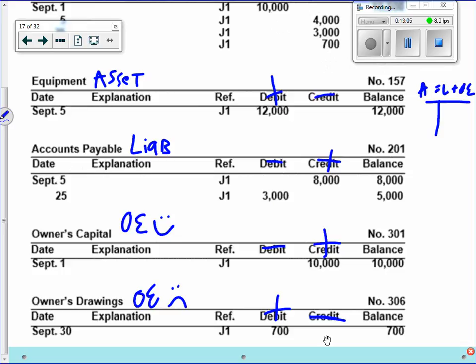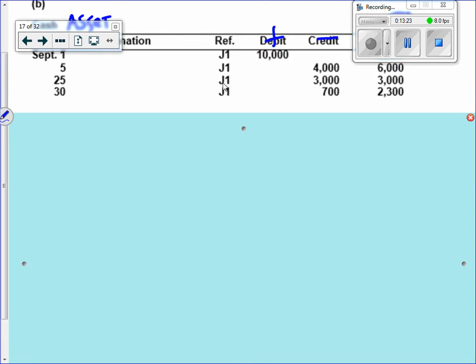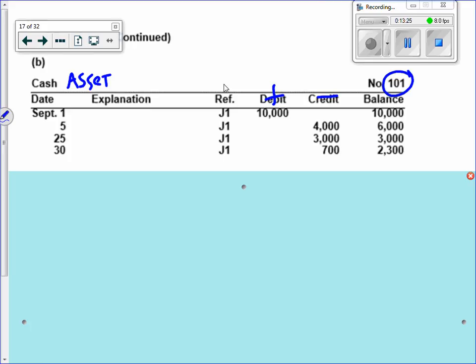Rarely will you see a credit in owner's drawing. It's not like the owner's like, ooh, I guess I want to give that money back to the business. You don't typically see that. So you'll typically see owner's capital credits and owner's drawing debits. And then, of course, your updated balance on cash ends up being $2,300. Bringing those 2 numbers back to the post-reference column of your journal.